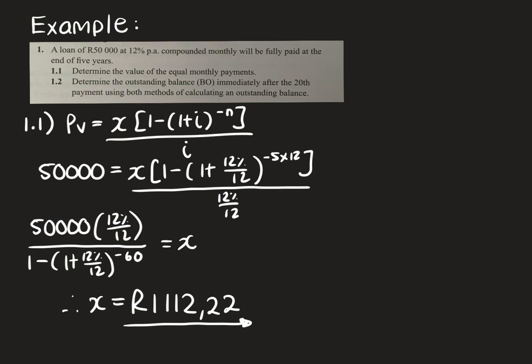Great. Now the next question is saying determine the outstanding balance immediately after the 20th payment using both methods of calculating an outstanding balance. Now, just before I start this, there will be a little bit of a discrepancy with our answers, because we have rounded this value over here. But the discrepancy is not going to be very big. It's a matter of cents and maybe R1 here or there. And when you guys are doing your practice, the scopes and the memos normally do give an allowance of a few cents to R1 or R2 discrepancy. So don't worry about that. But let's prove that these two methods will work.